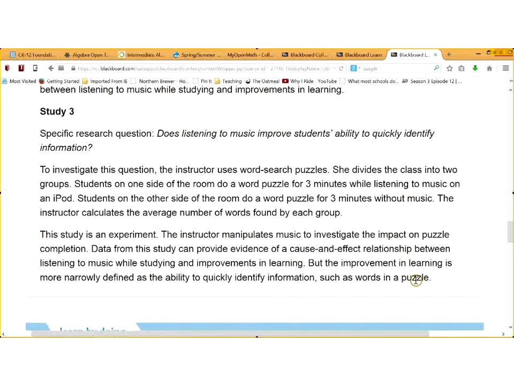Now this is an experiment because the instructor decided who was going to listen to music and who was not. So they actually manipulated the explanatory variable. And then they looked to see, for those who were assigned to listen to music and those who were assigned to do it in silence, whether there was a difference in how many words they found. So there's the difference. And so an experiment answers cause and effect. Did the music cause it? Because they assigned them randomly, they can basically be sure that if there's a difference between the groups, most likely the difference was caused by the music.